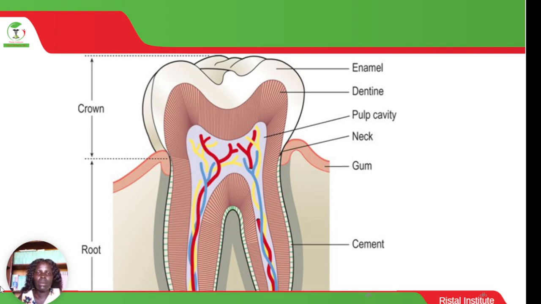Then down there we have the cement. The cement is the one that embeds inside the gum. It's the one that holds the tooth inside the gum. Then we have the gum right there. Then the pulp cavity, the one consisting of the nerves and the blood vessels. Then we have the dentine, which is the hard part of the tooth. Then the enamel, which is the hardest, covering all the other structures of the tooth.